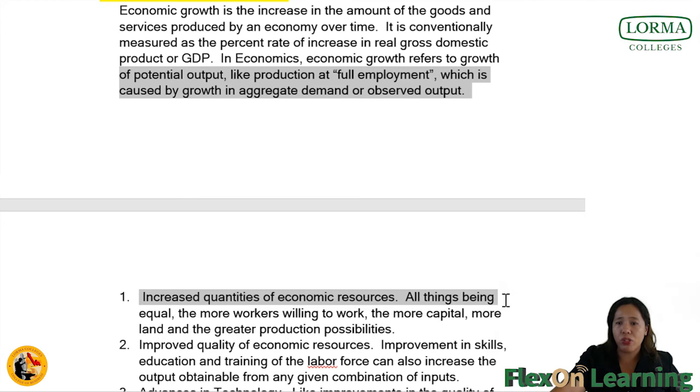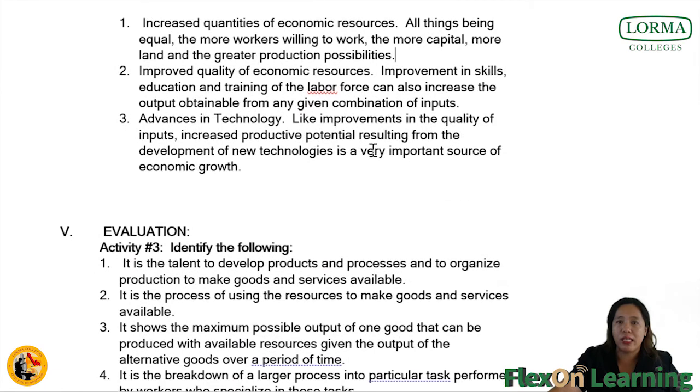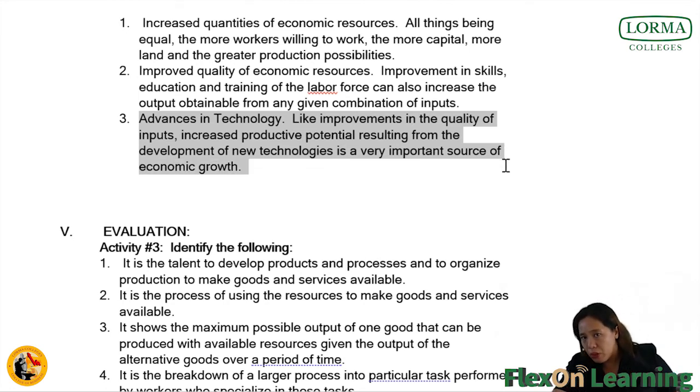Number 1 is increased quantities of economic resources. All things being equal, the more workers willing to work, the more capital, more land, greater production possibilities, and I would like to highlight, lots of goods and services. Number 2 is improved quality of economic resources. Improvement in skills, education, and training of the labor force can increase output obtained from any combination of inputs, and this is considered economic growth. We also have advances in technology. Improvements in the quality of inputs increase productive potential resulting from the development of new technologies, a very important source of economic growth.